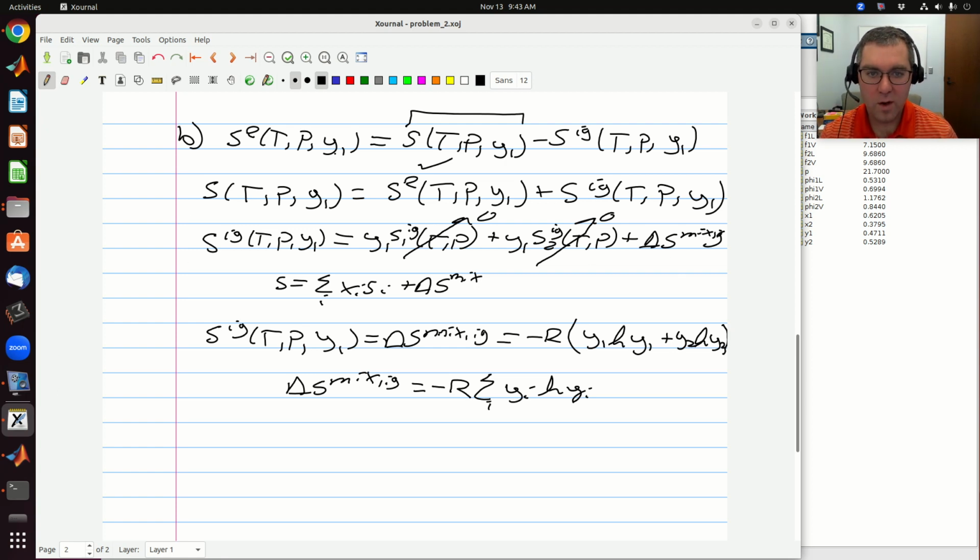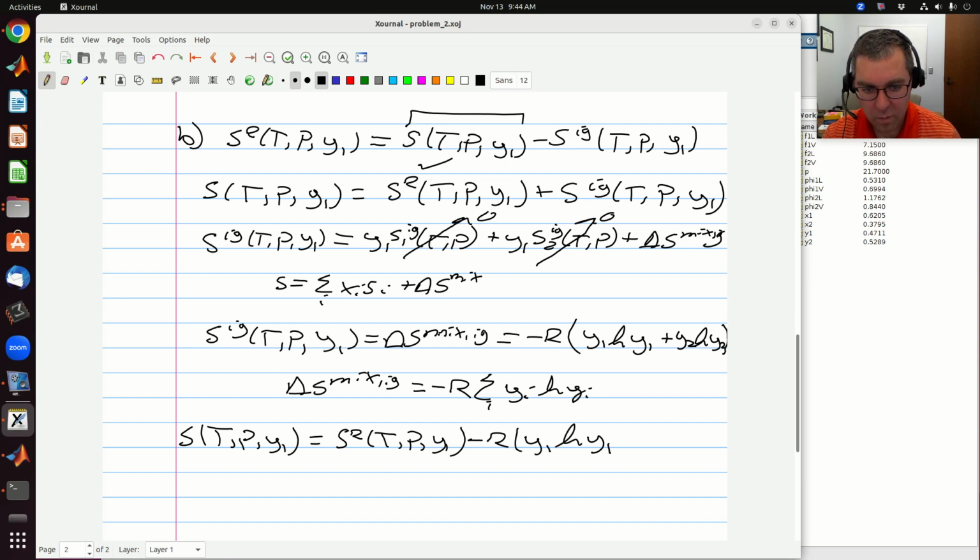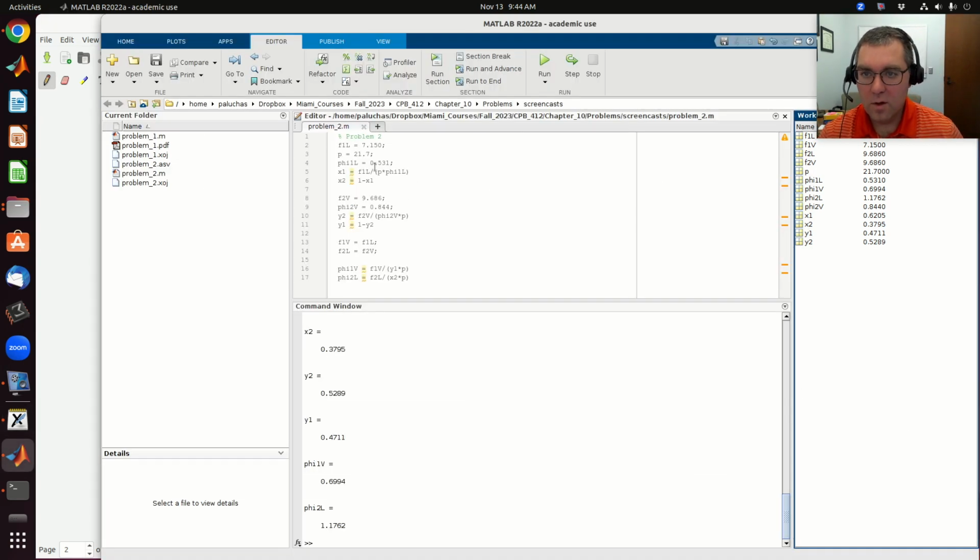Cool. So putting it all together then, my entropy at T, P, and Y1 is going to be equal to my residual entropy at T, P, and Y1, which are given in the problem statement, plus, I should say minus R times Y1 log Y1 plus Y2 log Y2. Okay, so that's problem 2.